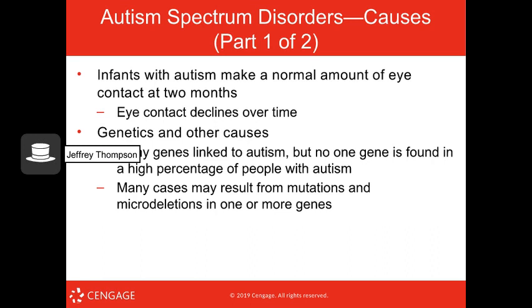Infants with autism will make a normal amount of eye contact up to about 2 months, but that interest in making eye contact will decline over time. There are some genes linked to autism, but like everything else, there's no one gene found in a high percentage of people with autism, meaning there's no clear autism gene you can point to. Many cases, just like schizophrenia, may result from mutations or microdeletions in one or more genes.